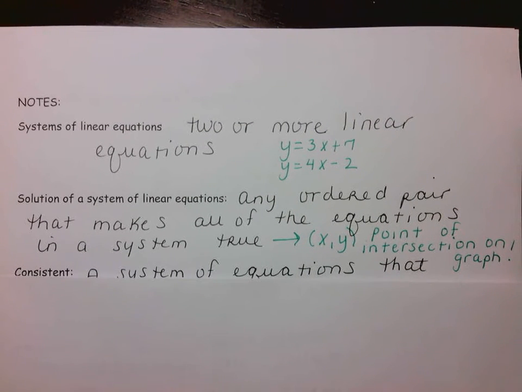A solution of a system of linear equations is any ordered pair that makes all of the equations in a system true. So in other words, it is the xy coordinate that will make both of these equations true. It is their point of intersection. So when a problem asks you to solve a system of linear equations, what it is asking you to do is find the point of intersection, or find the xy coordinate that will make both of these equations true.